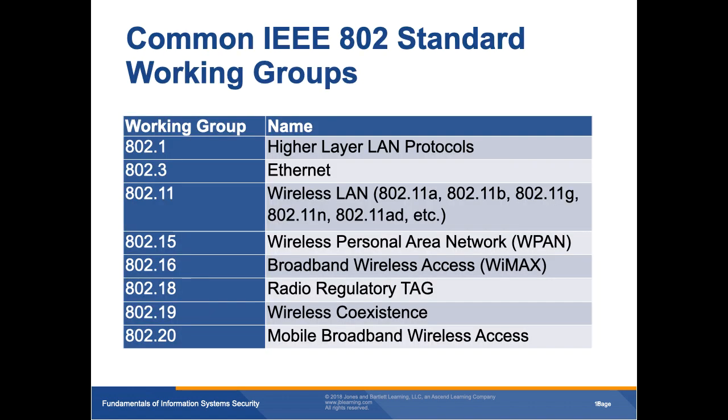Common IEEE 802 standards working groups: 802.1, higher layer LAN protocols; Ethernet is 802.3; then wireless 802.11; and then you have various other standards as well, like broadband mobile wireless access 802.20.